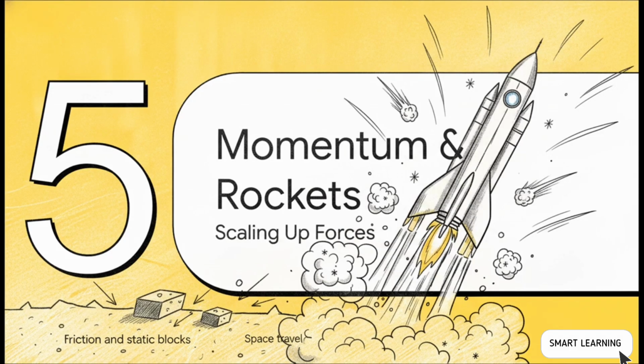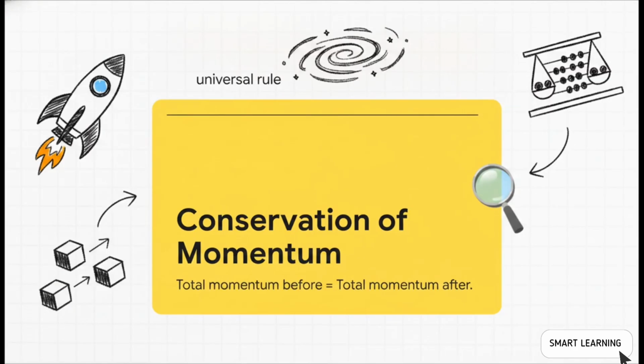Section 5. Momentum and rocket motion. All right, we've spent a lot of time down here on the ground dealing with friction. Now it's time to scale things up to space travel. Before a rocket can fly, it absolutely has to obey the law of conservation of momentum. This is a universal rule that states the total momentum of an isolated system before an event is exactly equal to the total momentum after the event.